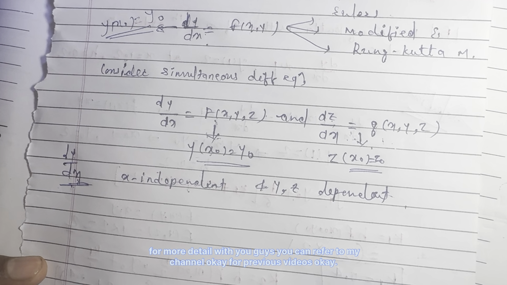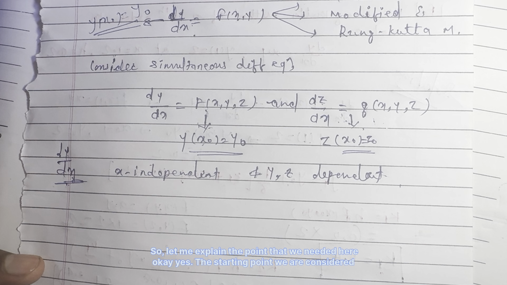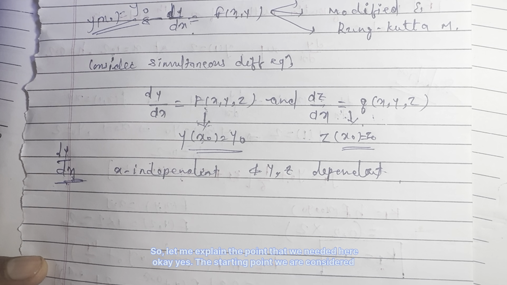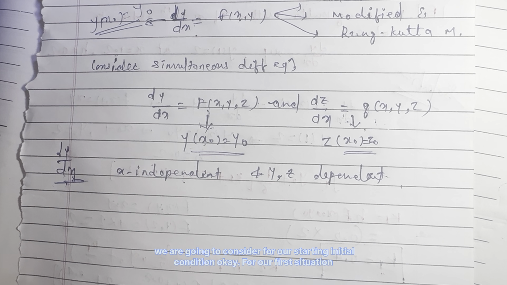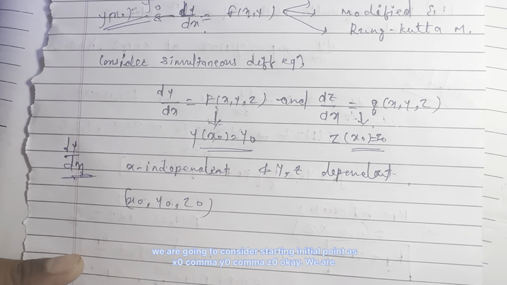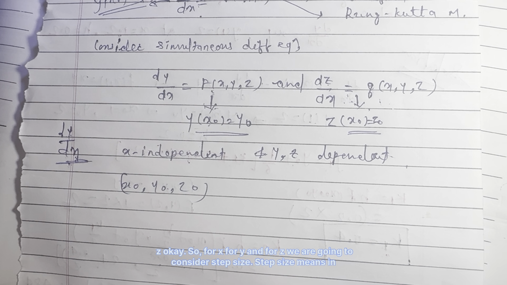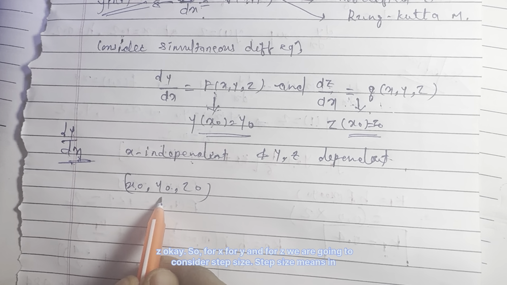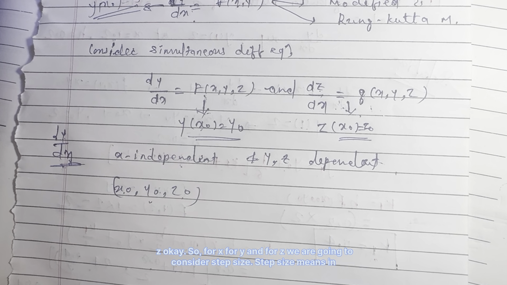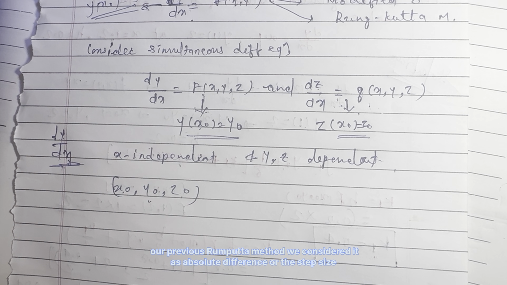For previous videos, okay, let me explain the points that we need here. The starting point is what we are going to consider as our initial condition. For our first iteration, we consider the starting initial point as x naught, y naught, z naught, and an increment as the step size for x, y, z. Step size means that in our previous Runge Kutta method we considered h as the absolute difference, or the step size.